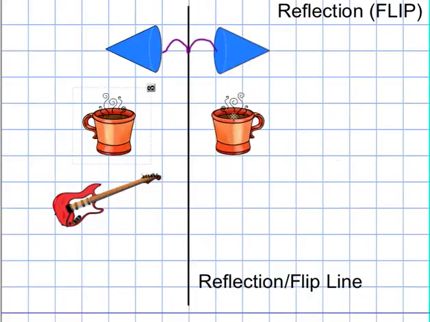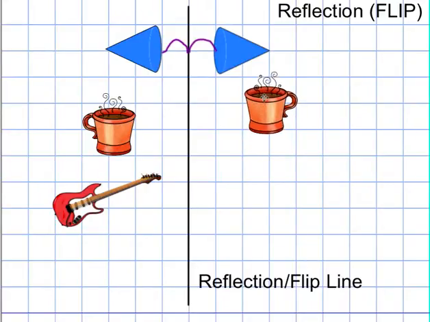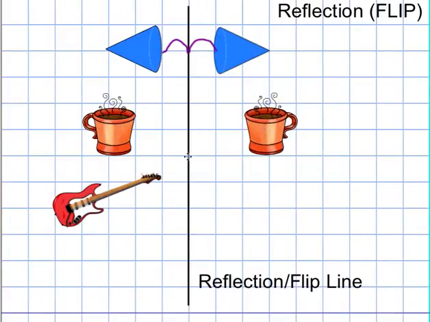So I need to flip it over. I need the handle on the other side. And in this case, it is 2 units away from the reflection line here. And this would be correct. This would not be correct. We have to use the grid lines to make sure they're in line.